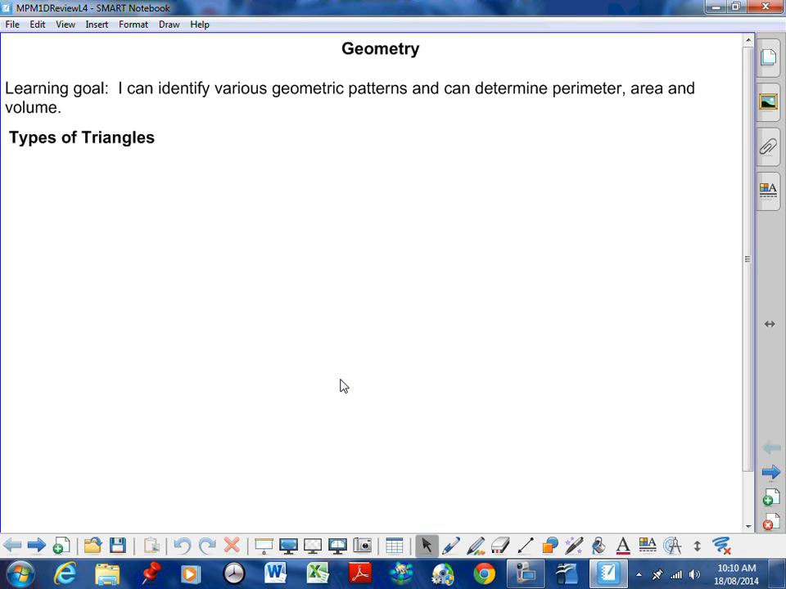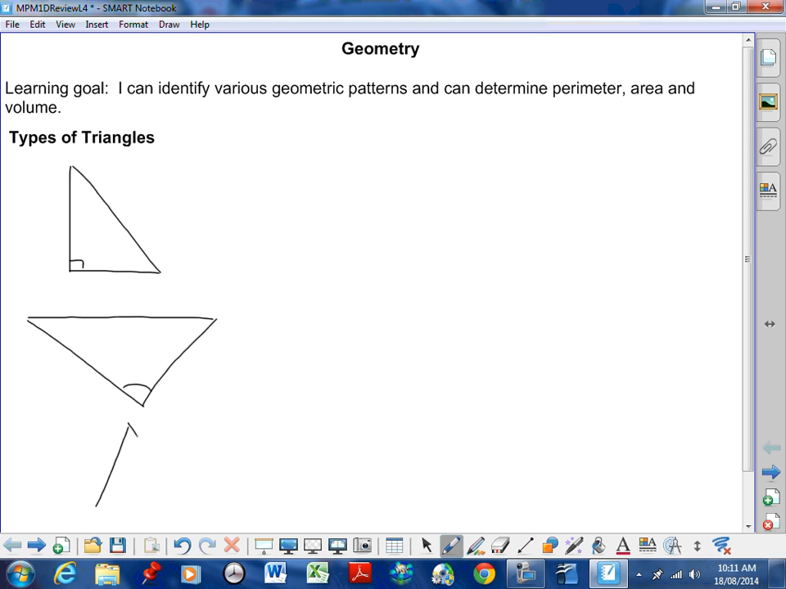So first thing I want to look at is our types of triangles. There's a couple of things I want to look at today. The first one is your three basic ones, I guess you'd say. So we have one that looks like this, a triangle that looks like that, and finally a triangle that looks like that. Those three particular triangles have specific names.